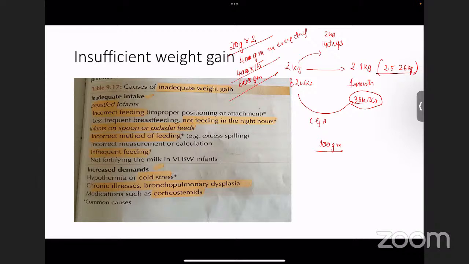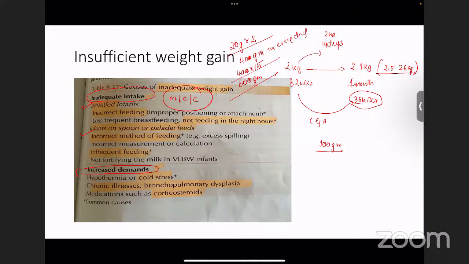Why? So, what are the causes of inadequate weight gain? It is mainly because of inadequate intake, which is the most common cause. Then there is increased demand. Inadequate feed differs between a breastfed infant and a formula-fed infant, or spoon or paladai fed infant.